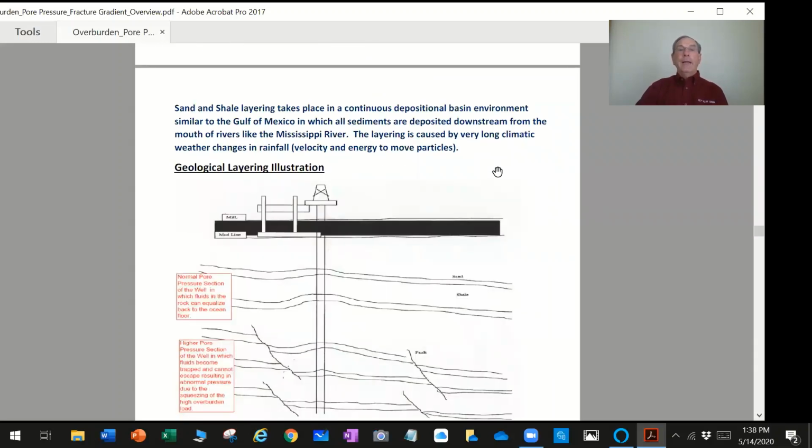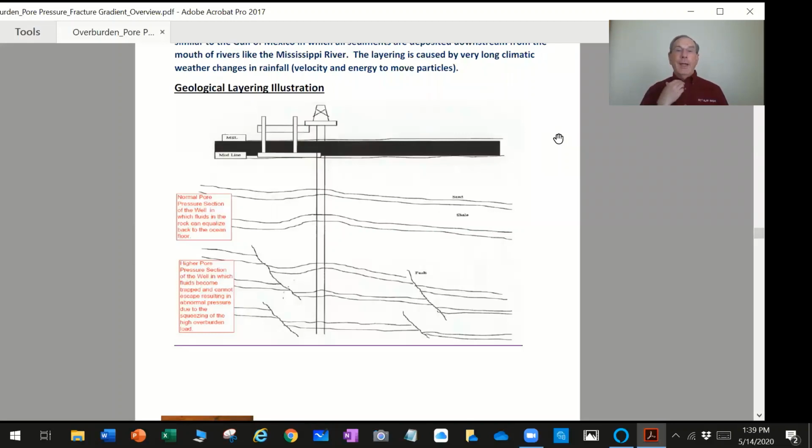Now, sand and shale layering takes place in a continuous depositional basin environment similar to the Gulf of Mexico, in which all sediments are deposited downstream from the mouth of a river system like the Mississippi River. The layering is caused by very long climatic weather changes in rainfall, velocity, and energy to move particles. So I'm going to kind of illustrate that.